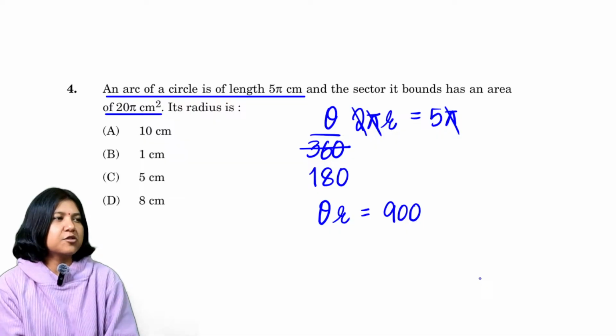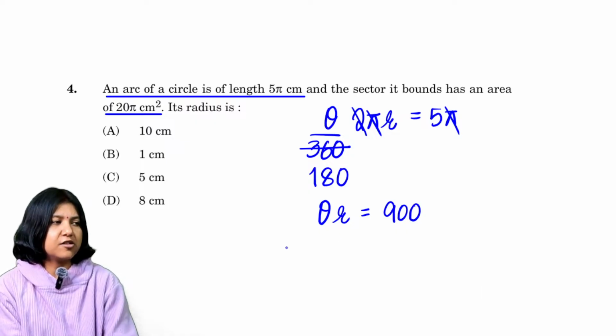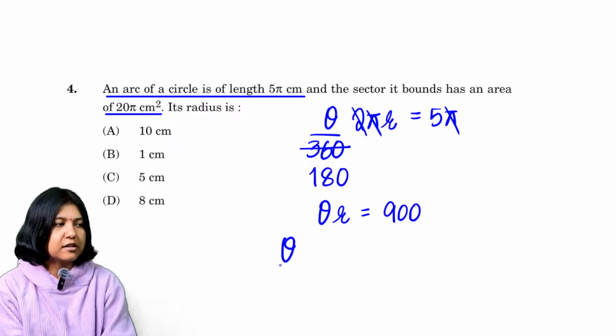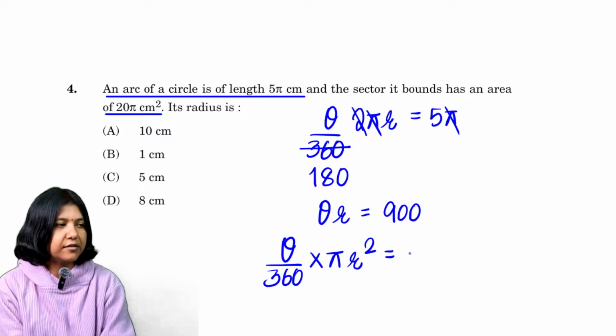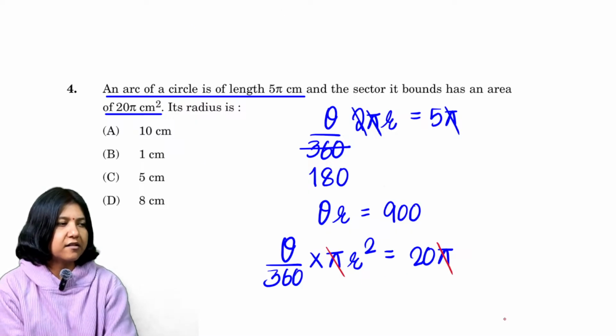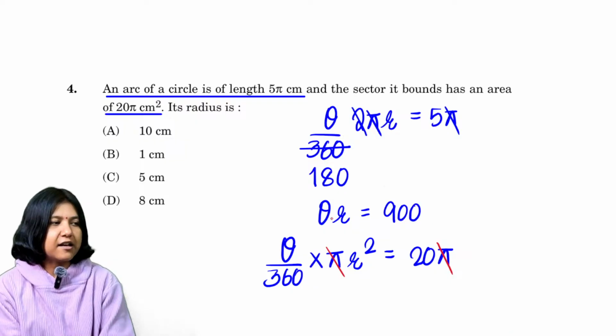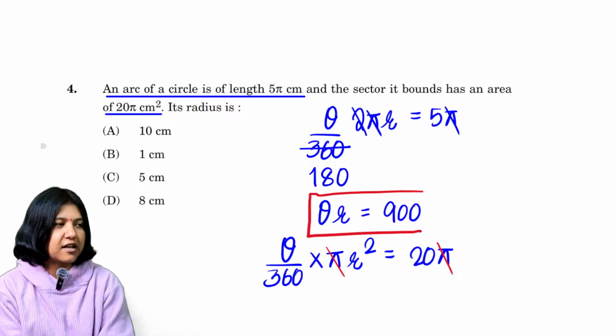They have given me the area is 20 pi centimeter square. So what is the area now? Theta by 360 times pi r squared. Now that should be equal to 20 pi. Again, you have pi and pi cancelling out from both sides, right? And luckily we have the value of theta r.